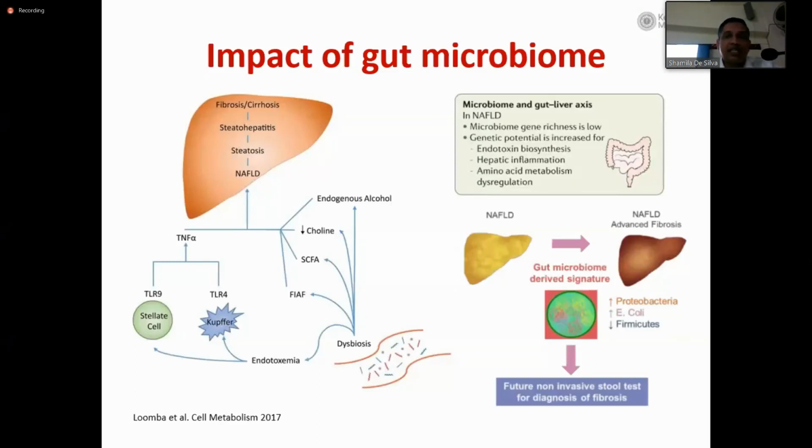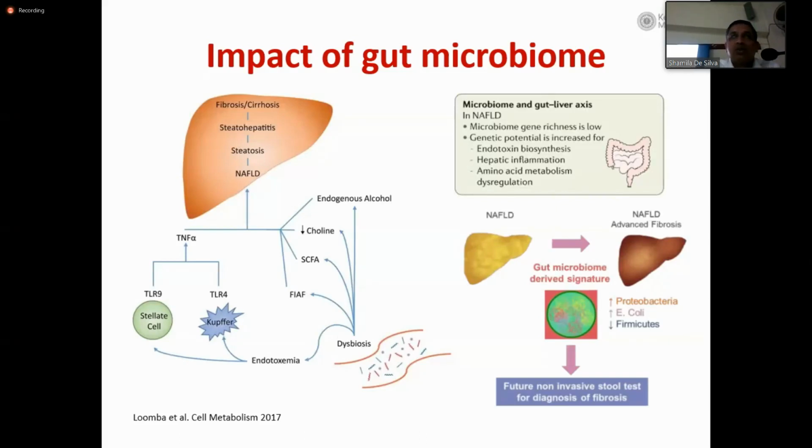coli, are increased. And this dysbiosis within the gut will result in increased short-chain fatty acids, reduced choline, and increased endogenous alcohol, which will be carried along the portal vein into the liver, which will stimulate steatosis, steatohepatitis, and cirrhosis. And this endotoxemia will also stimulate Kupffer cells and stellate cells within the liver, stimulating toll-like receptors 4 and 9, resulting in increasing intrahepatic TNF-alpha levels. It will also result in further inflammation and damage. So that is with regard to the pathogenesis.